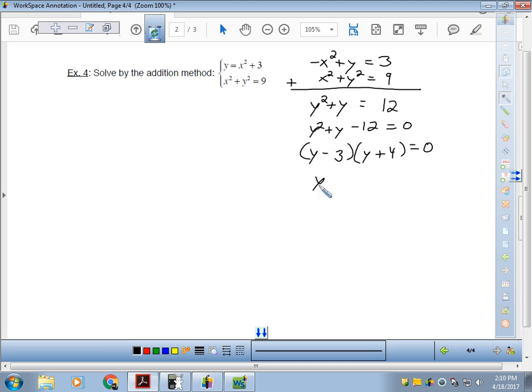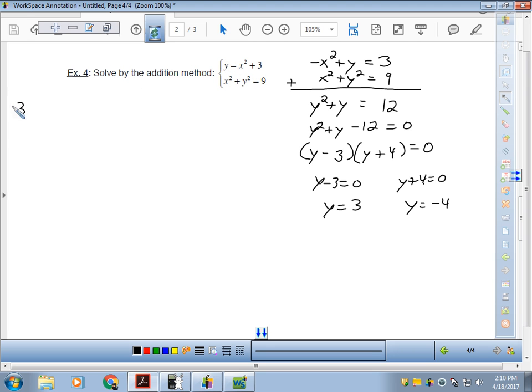And then we can set those factors equal to 0, and solve. And so we get y equals 3, and y equals negative 4. So those are our y values for our solution. Plug them back into either equation to solve for x. I'm just going to plug them into this top one.